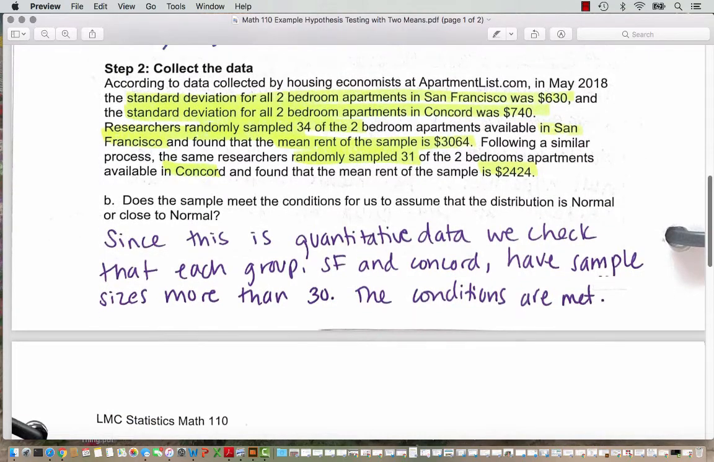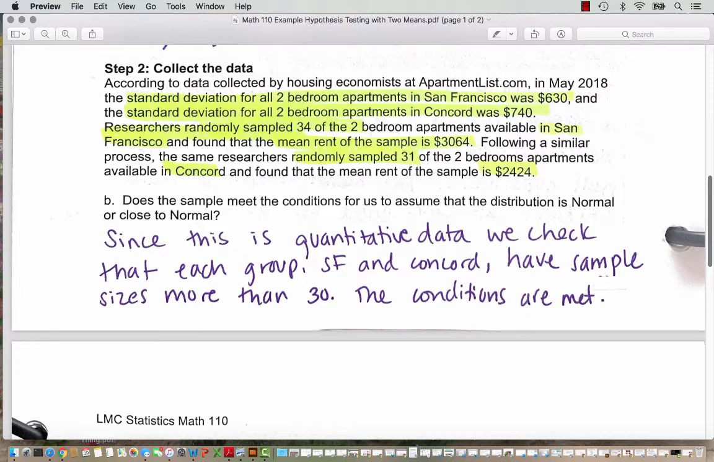So step 2 is to collect the data. According to data collected by housing economists at apartmentlist.com, in May 2018, the standard deviation for all two-bedroom apartments in San Francisco was $630, and the standard deviation for all two-bedroom apartments in Concord was $740. We are going to treat those values as the population standard deviations. So we're going to assume that apartmentlist.com is reliable with their data.